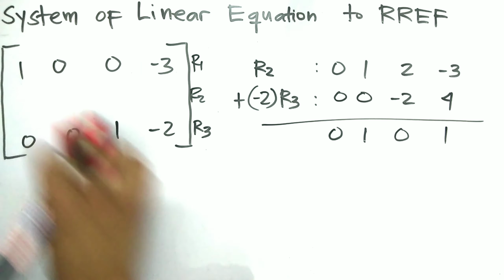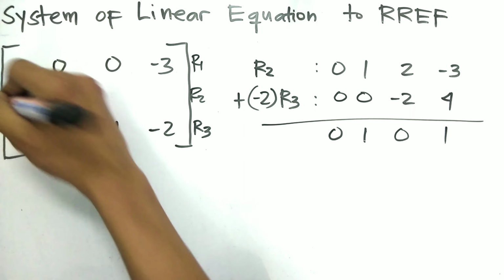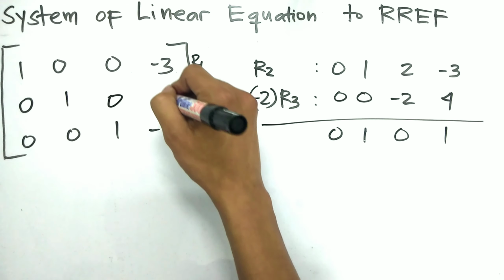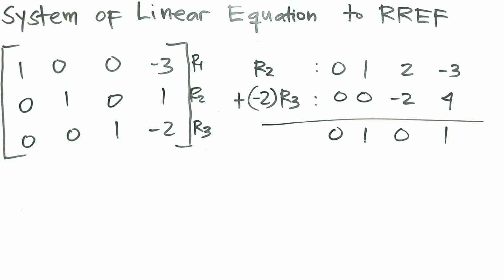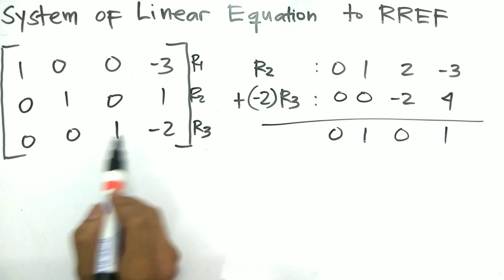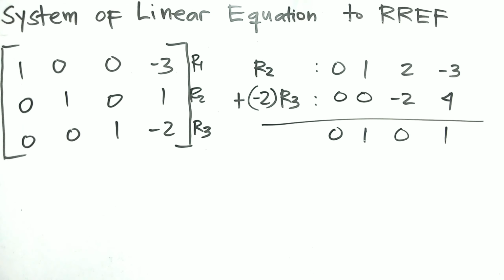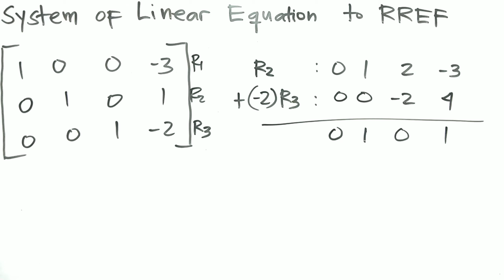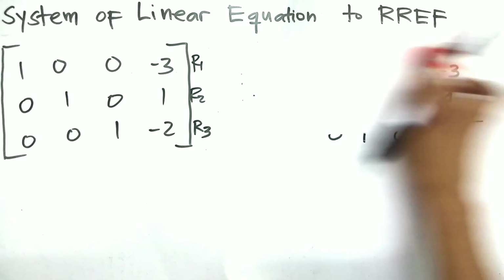If you will notice, we have already transformed our matrix into its reduced row echelon form because all the leading numbers have a number 0 above and below it. So this is already the reduced row echelon form.